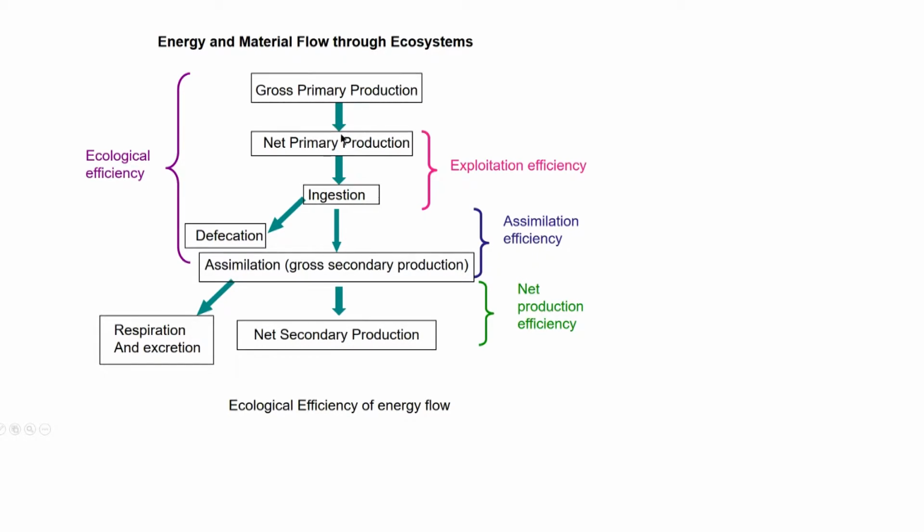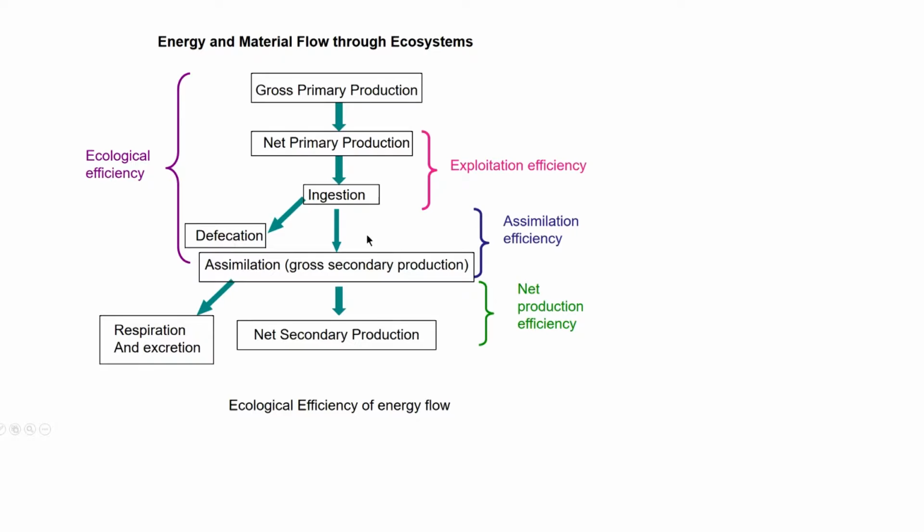The herbivores, let us say, take up the plants. That is the next level of energy flow. This is the second level: the first was how the energy flows in the plants, and the next is how it flows in the herbivores. It is defined as the exploitation efficiency, how efficiently a herbivore is exploiting the available food sources. They ingest the food, some amount is defecated and lost from the system, and the remainder is assimilated and used for their growth. This growth is considered the gross secondary production. The efficiency at this stage is calculated as the assimilation efficiency, which is what remains after defecation.